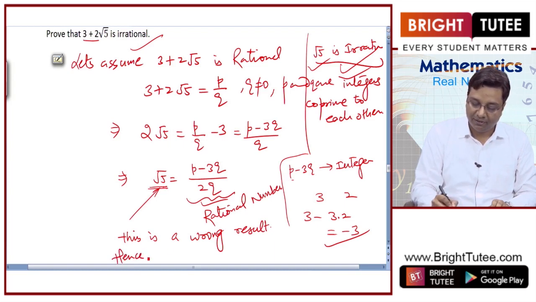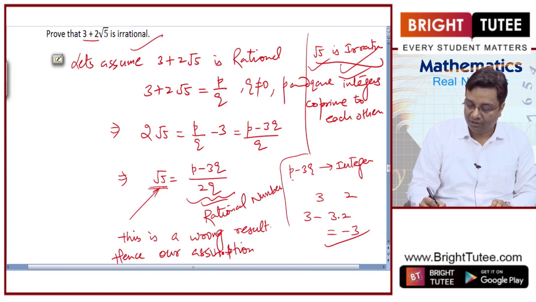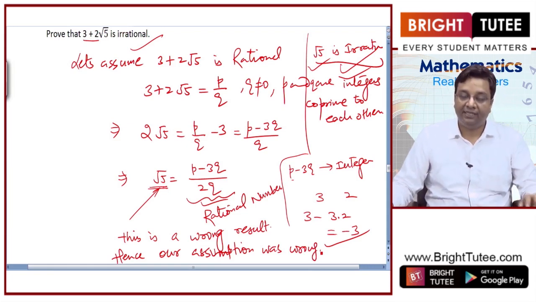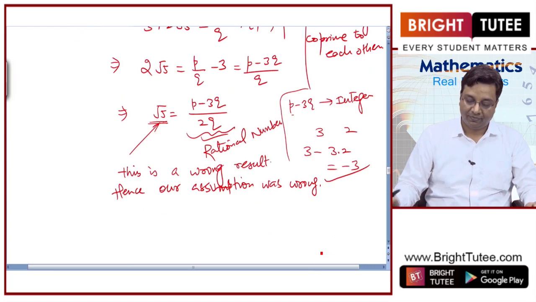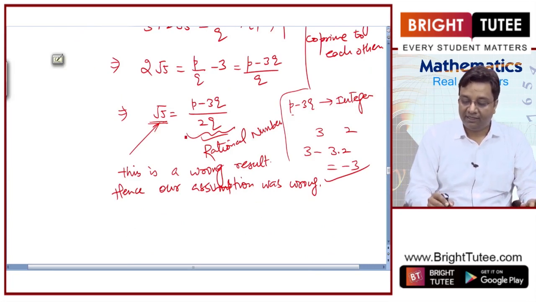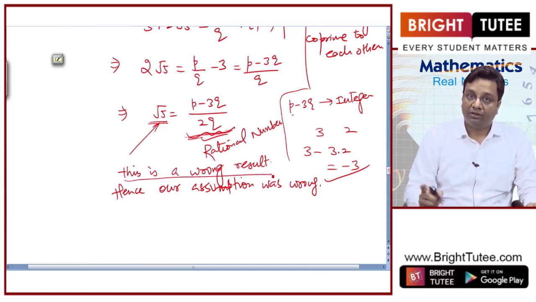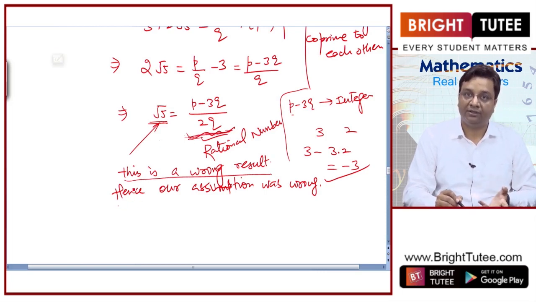Hence, our assumption itself was wrong. Hence, our assumption was wrong, and 3 plus 2 root 5 is an irrational number, right? Because an irrational number cannot be equal to a rational number, right? So this is a wrong result, or wrong conclusion. Hence we can say we started with a wrong assumption.